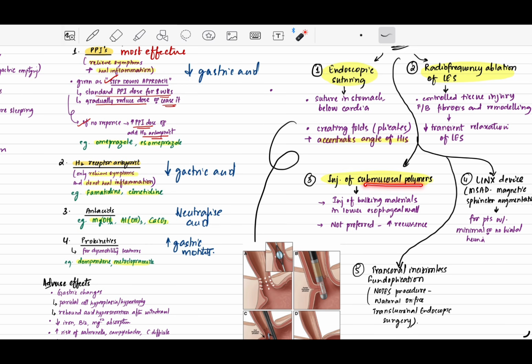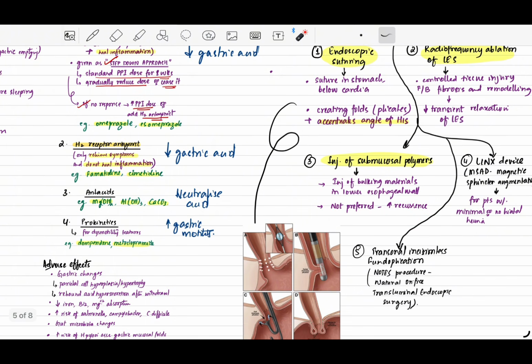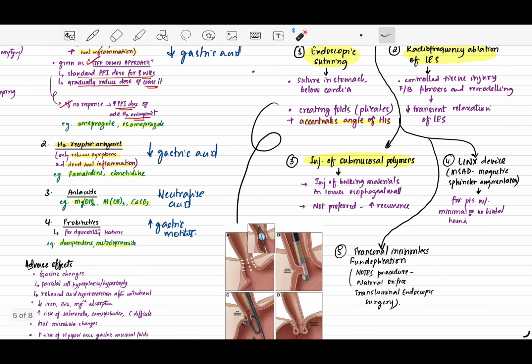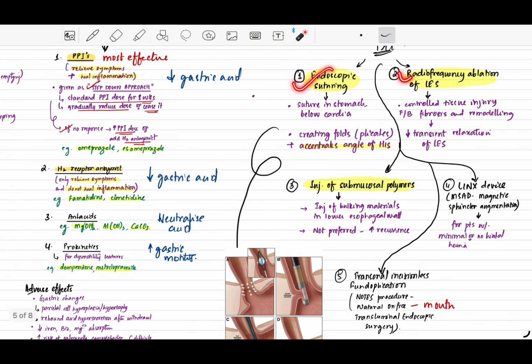Then we have injections of submucosal polymers, where we inject bulking materials into the sphincter, the lower esophageal wall. However, this is not preferred because there is an increased risk of recurrence. Then we have 2 other methods which are not important, but just for the sake of completeness I've mentioned them: we have a LINX device, which is magnetic sphincter augmentation, and we have transoral incisionless fundoplication. It's a NOTES procedure where we go to the desired area through a natural orifice in the body. In this case, the natural orifice is going to be the mouth, of course, and then it is going to be an incisionless fundoplication. However, these three are important to remember.